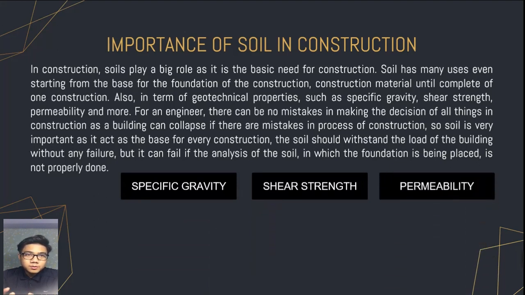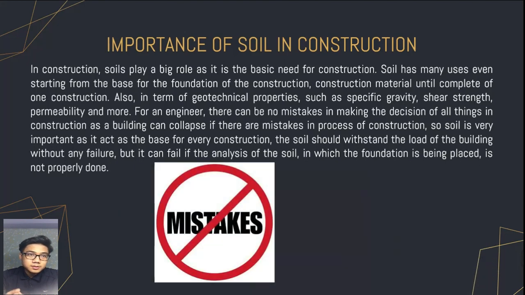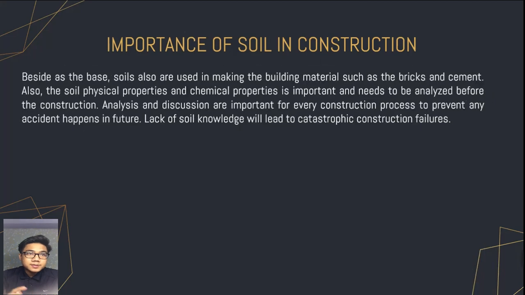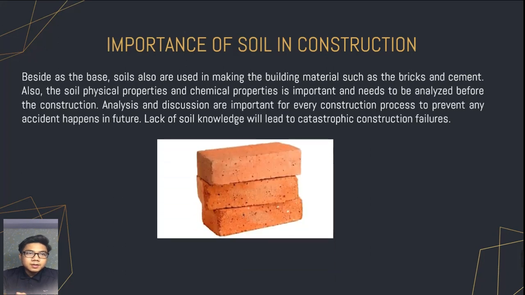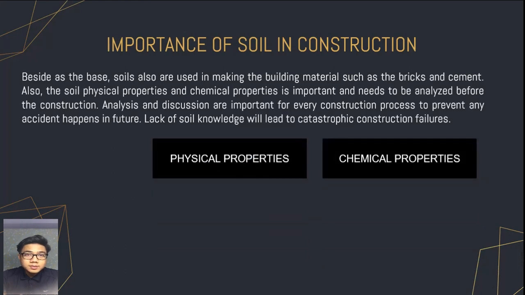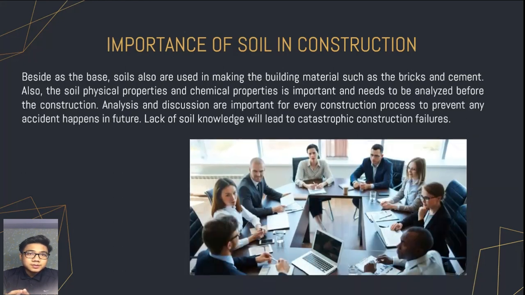For an engineer, there can be no mistake in making decisions in construction, as a building can collapse if there are mistakes in the construction process. Soil is very important as it acts as the base of every construction, so it should withstand the load of the building without any failure. Besides being the base, soil is also used in making building materials such as bricks and cement. The physical and chemical properties of soil need to be analyzed before construction, and analysis and discussion are important for every construction process to prevent accidents in future. Lack of soil knowledge will lead to catastrophic construction failures.